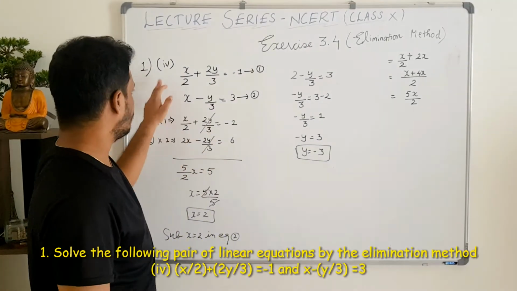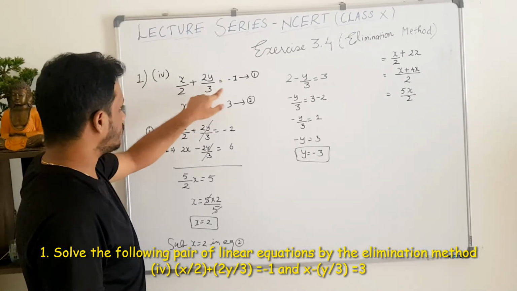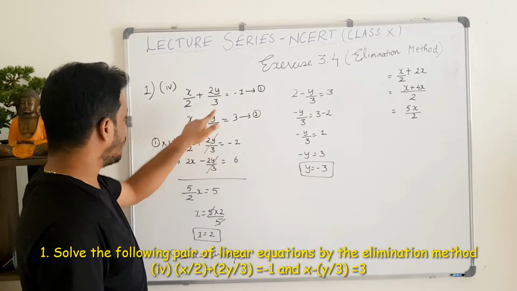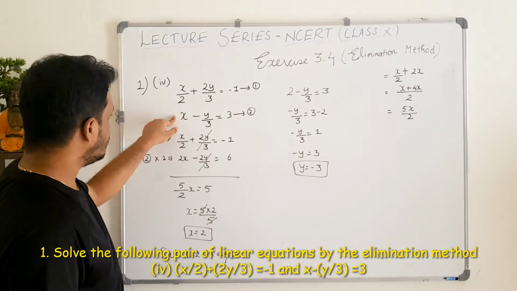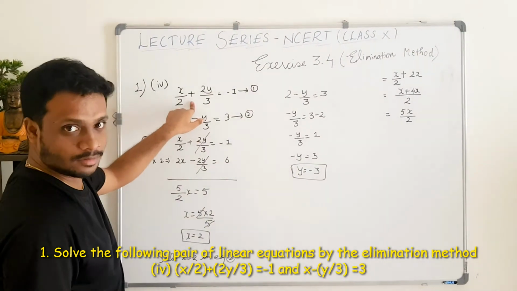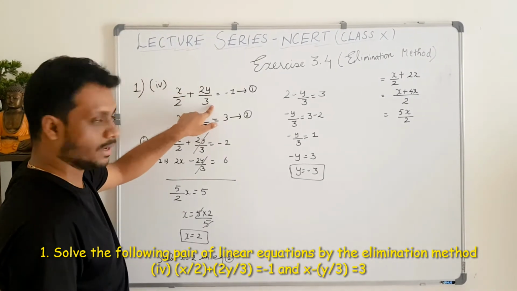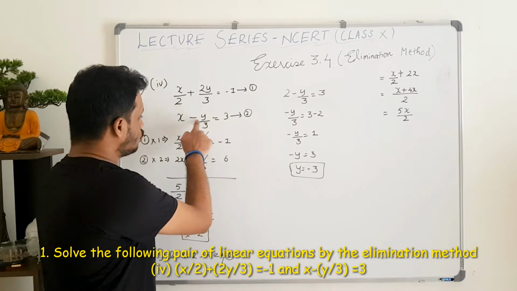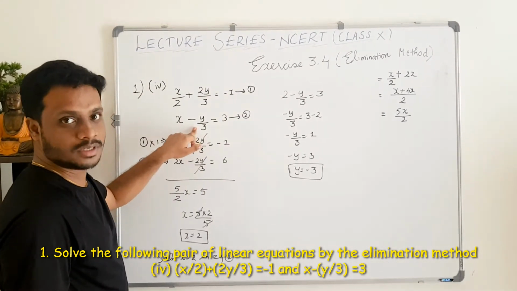Last subdivision in the first question. It's given x by 2 plus 2y by 3 is equal to minus 1 and x minus y by 3 is equal to 3. So this is the second equation. So here we see that there is a positive and a negative, which will be easy for cancelling, and here you have y by 3 but here you have 2y by 3. So if I multiply this equation with 2, I will get a positive 2y by 3 and a negative 2y by 3, which will become easier for me to cancel.